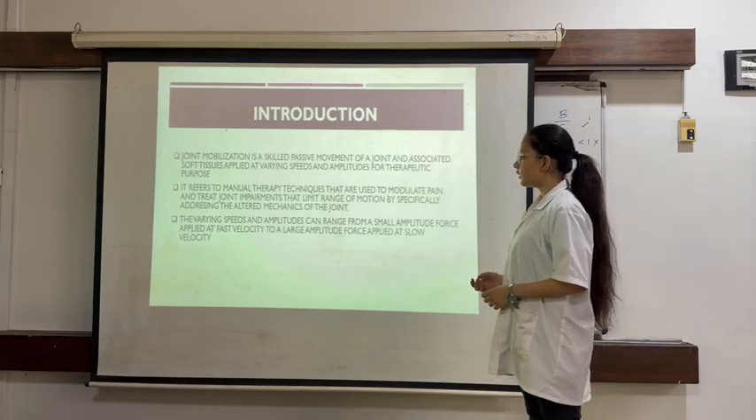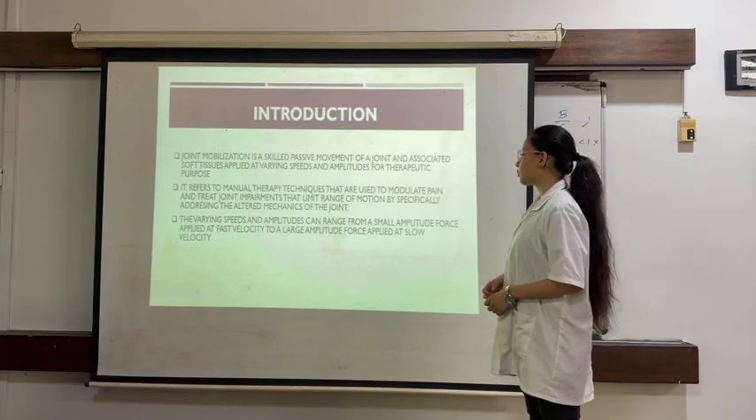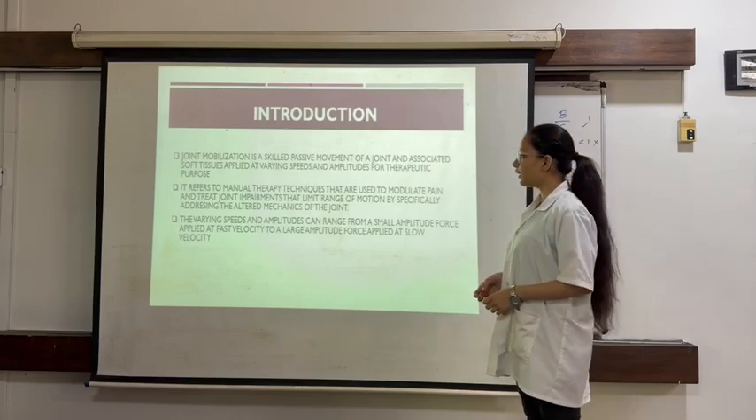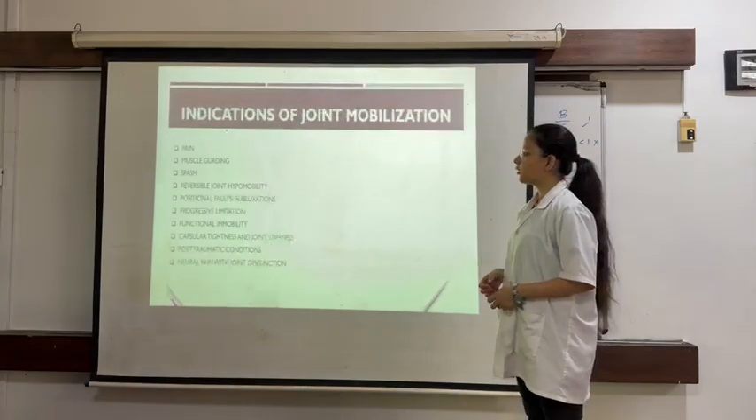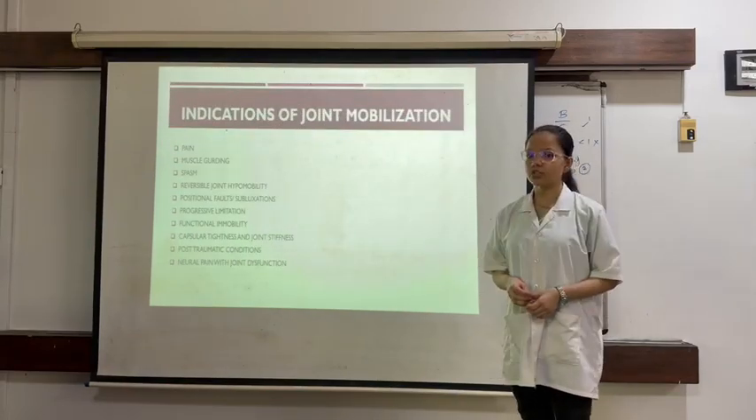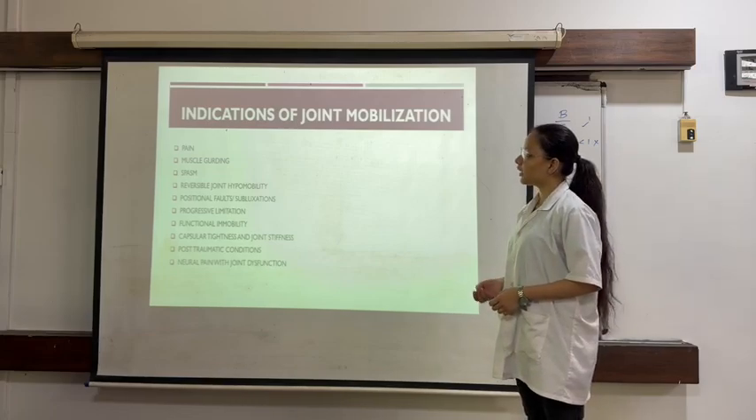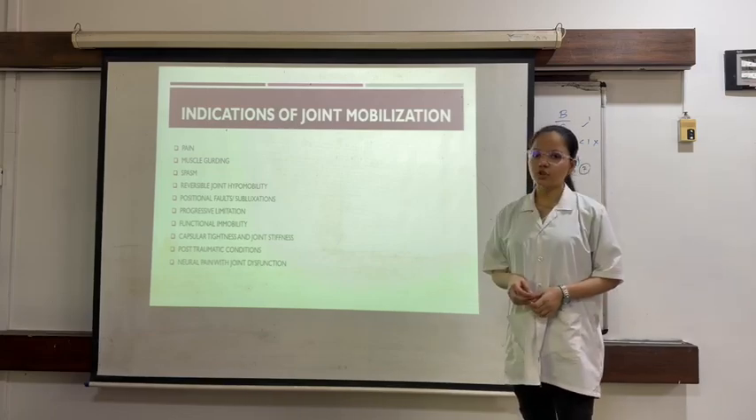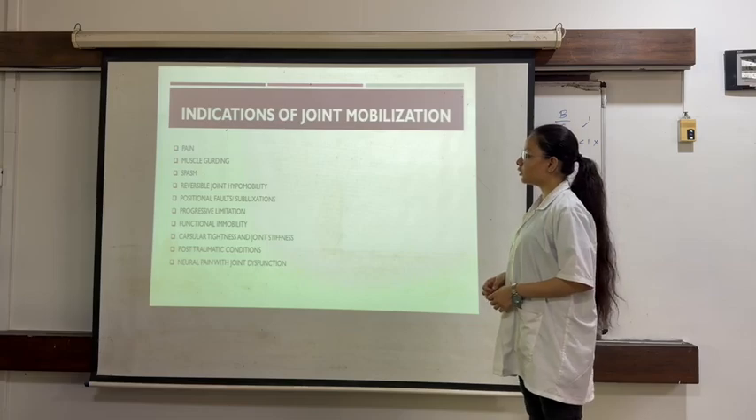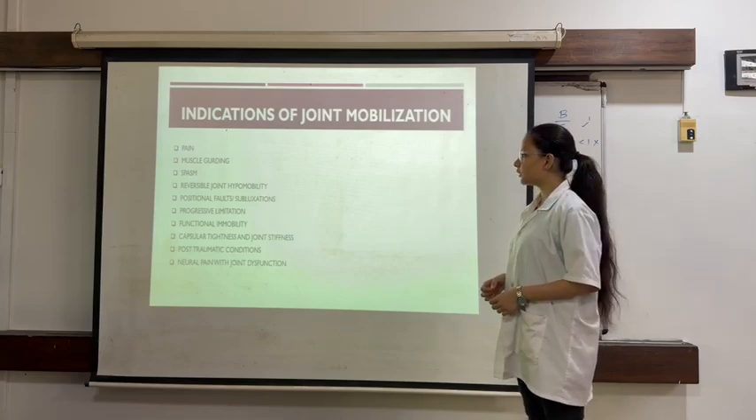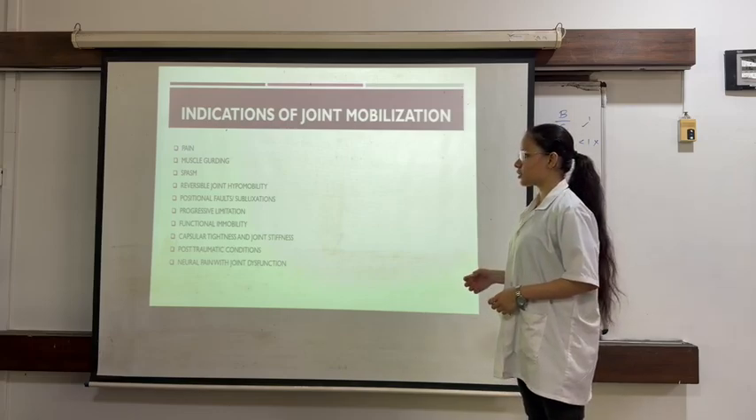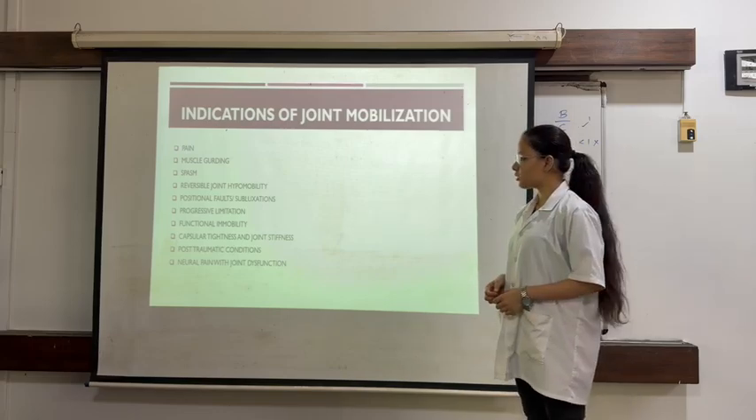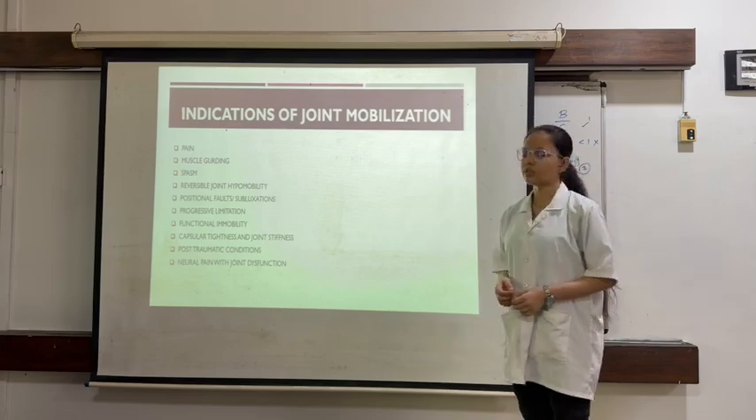The varying speeds and amplitudes can range from a small amplitude force applied at fast velocity to a large amplitude force applied at slow velocity. Indications of joint mobilization are pain, muscle guarding, spasm, reversible joint hypomobility, positional faults or subluxations, progressive limitation, functional immobility, capsular tightness and joint stiffness, post-traumatic conditions, and neural pain with joint dysfunction.